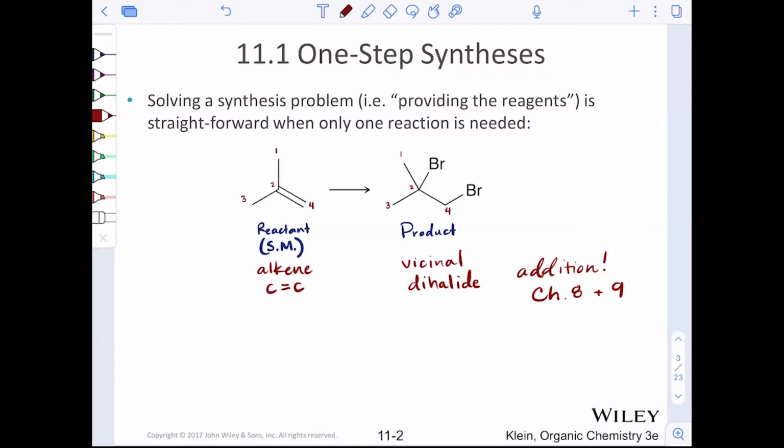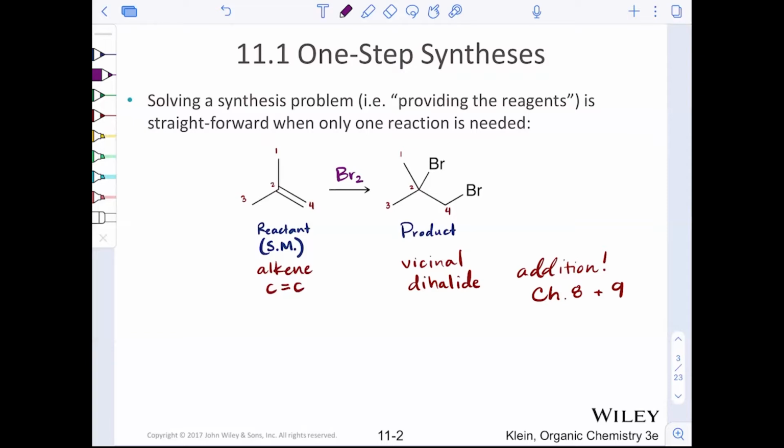Now, when we look at this problem, we have to be able to remember the reagents necessary to add two bromines. Well, for us, hopefully, we can recall the addition reaction of halogenation, adding Br2 across the pi bond.